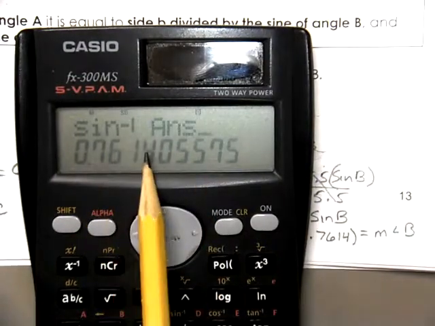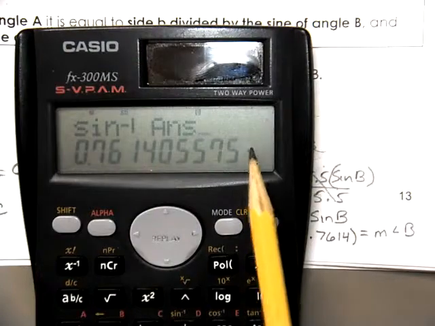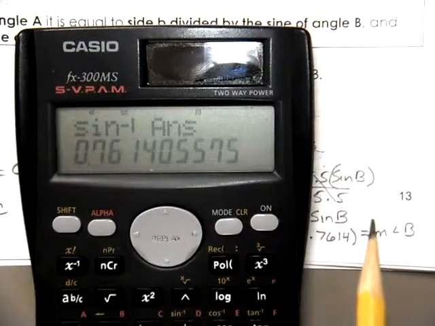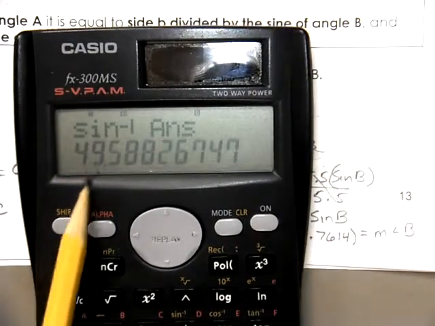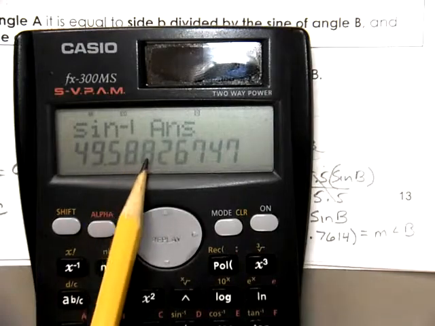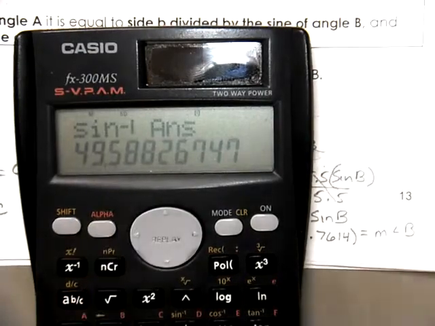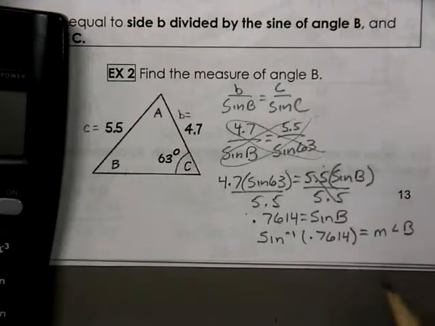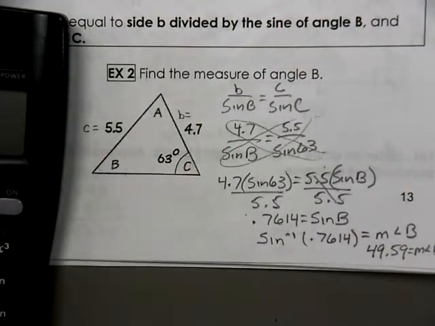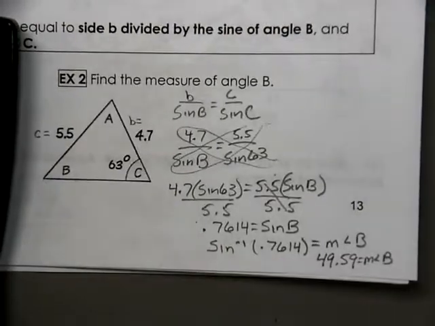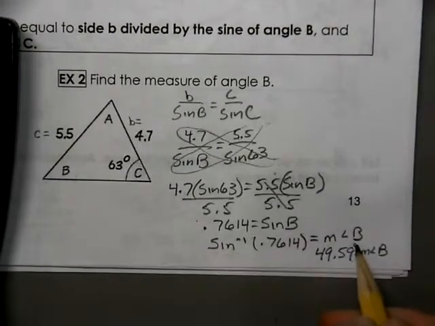So 0.7614, and all the other numbers that are after that. It gives you the exact answer, not a rounded number. So be sure you can get 49.588, which is 0.59. So the measure of angle B is going to be 49.59, and those are degrees.